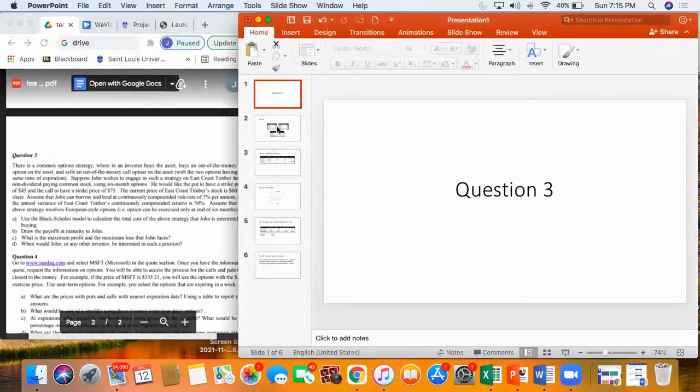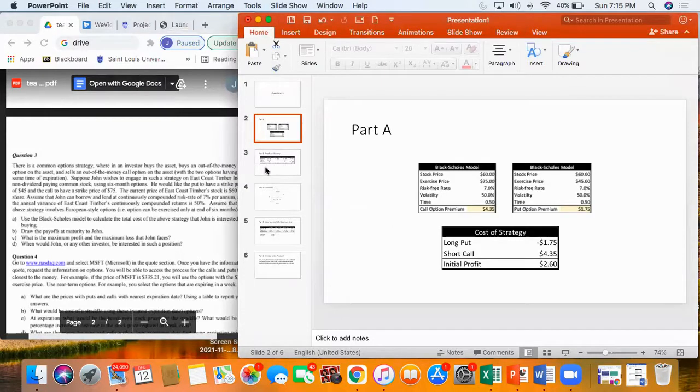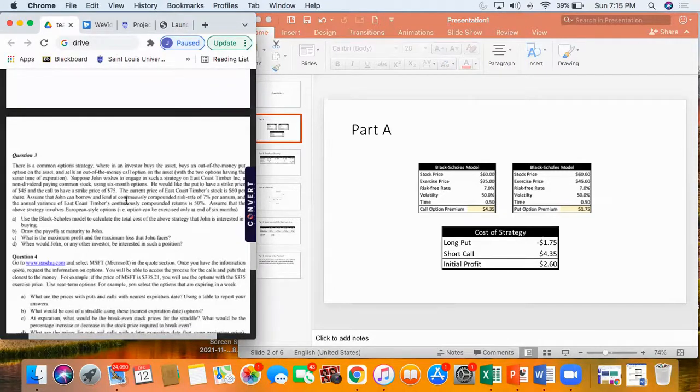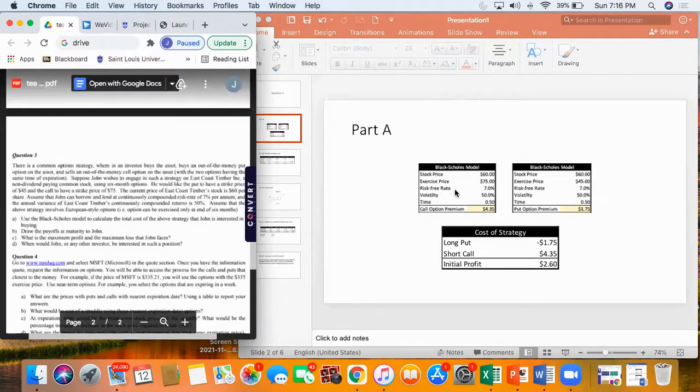So for part A on this question, we'll be comparing the exercise price of $75 with the exercise price of $45, taking into consideration the risk-free rate, because John wants to have the strike price be the lowest at $45 and have the highest strike price at $75. So that's the range. So to start off with the $75 exercise price, taking into account the risk-free rate and volatility along with the time, the call option premium will be $4.35.